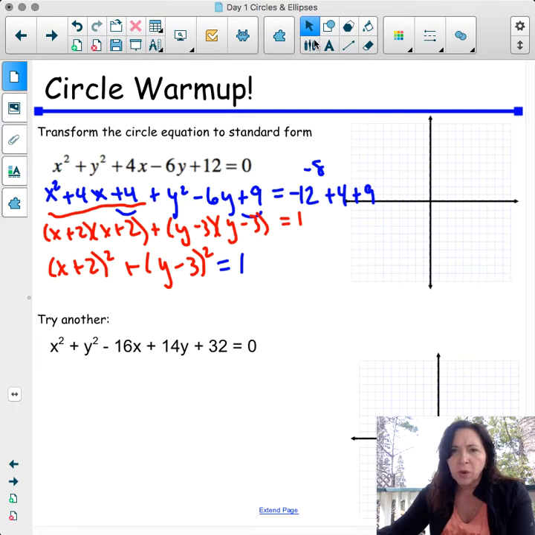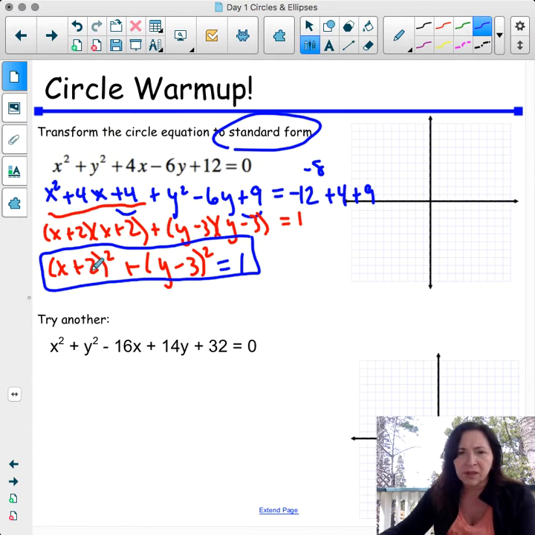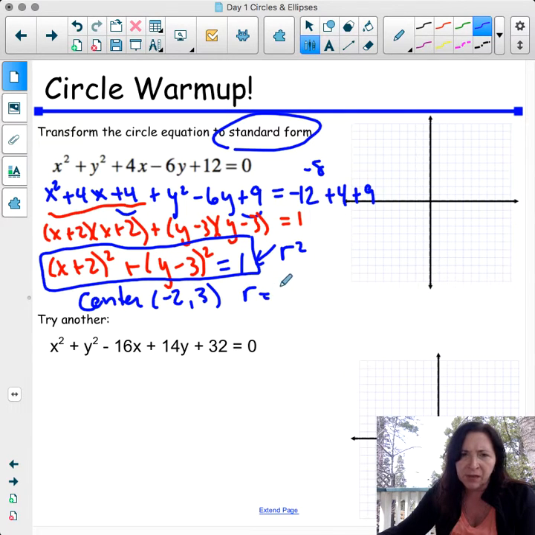Okay, so what I've done now is I have put this in standard form, and the standard form is this right here, so box that up. I do know my center, which is (h, k), which is this value, this value. Remember, opposites, opposites. So my center of my circle would be (negative 2, positive 3). This value right here is my radius squared. So if I square root both sides, I get my radius equal to 1.